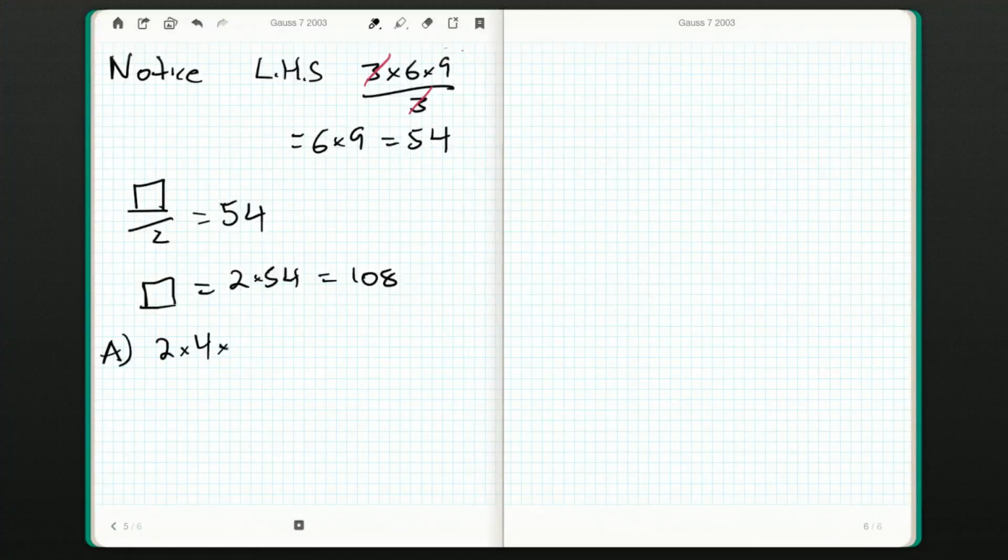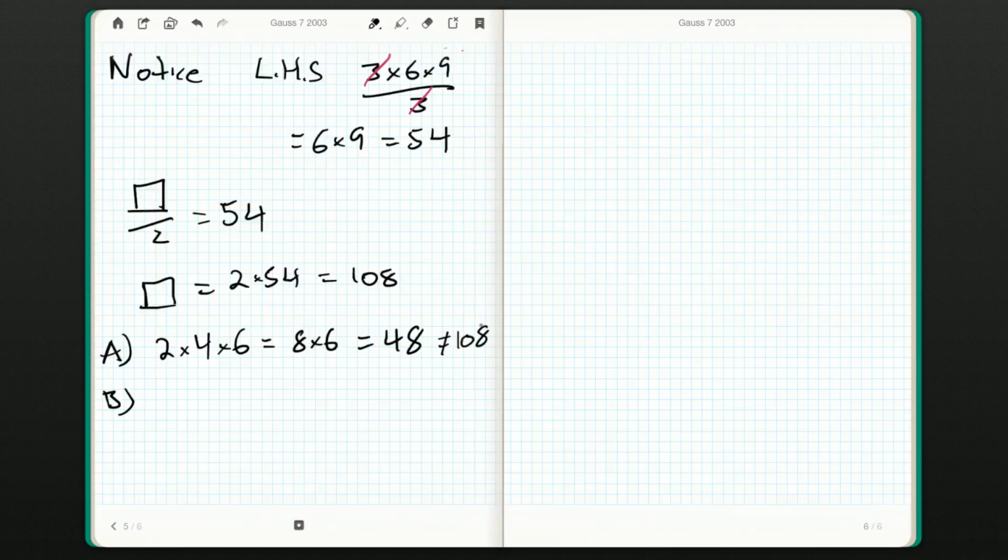2 times 4 times 6. Well, 2 times 4 is 8. 8 times 6 is 48. I remember that from my household growing up, trying to help my sister and I learn how to multiply. 6 times 8 is 48. If you don't know it, you're not great. That was the rhyme. So 8 times 6, of course, is the same thing as 6 times 8. But this isn't 108, so we keep looking.